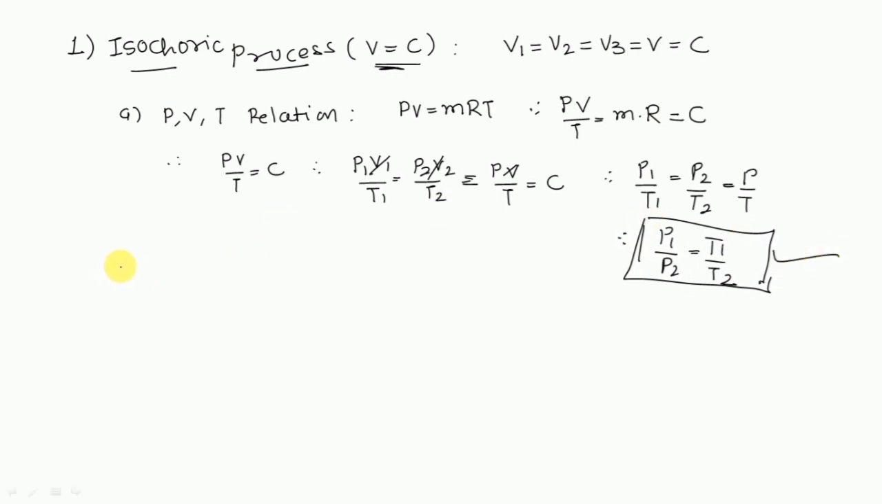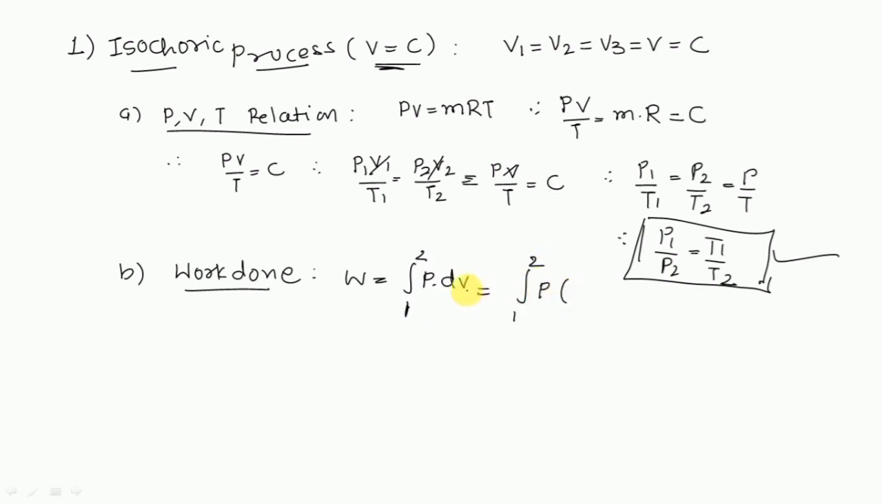Now the second one is work done. How much work is done in the isochoric process? In work done, the equation is W equals the integral from 1 to 2 of P dV. We already know this: pressure into change in volume. So we can write the change in volume as V2 minus V1.